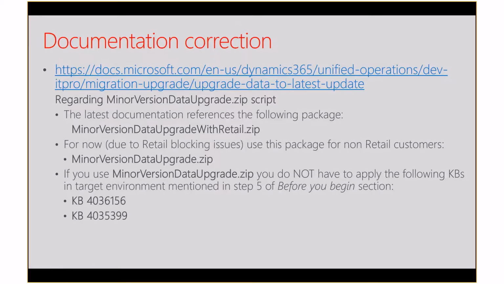So I would say it's a little bit confusing at the moment. The documentation is correct, but due to some blocking issue with retail upgrades we have at the moment, and the details are at the end of this presentation, if you want to upgrade now or in the next week, or you're currently planning to do a data upgrade and you're a non-retail customer, use the zip file without retail.